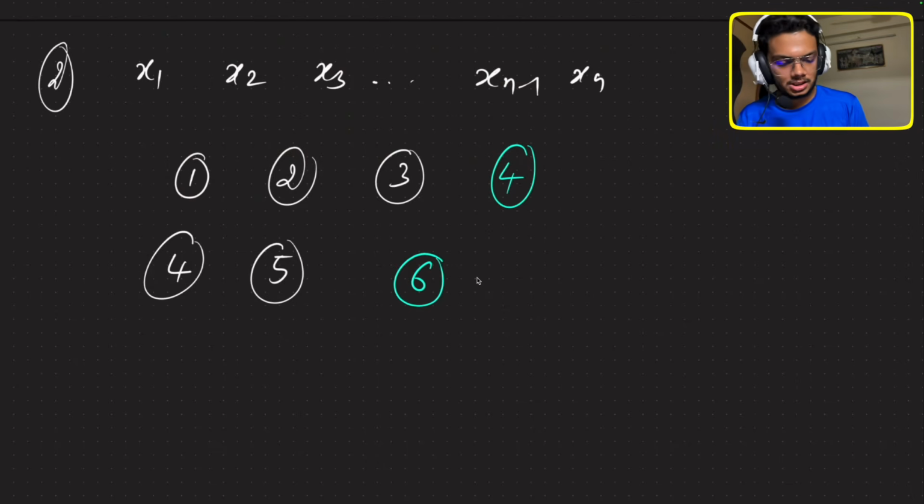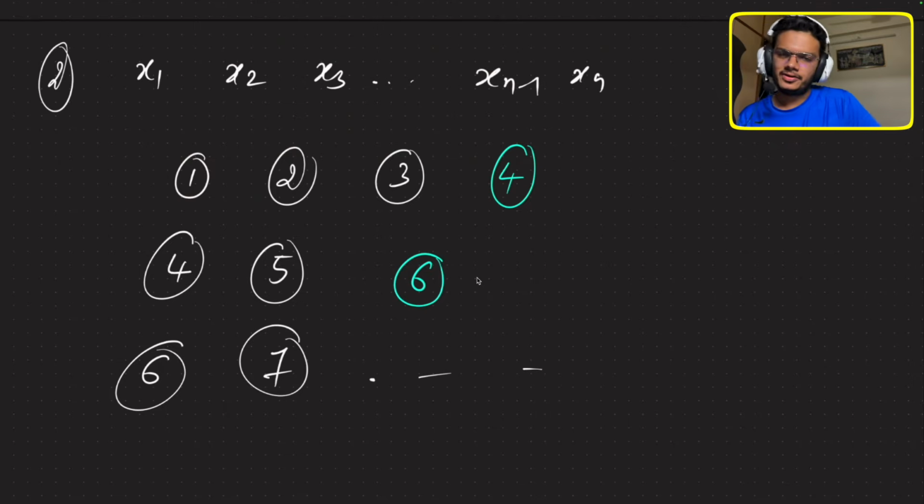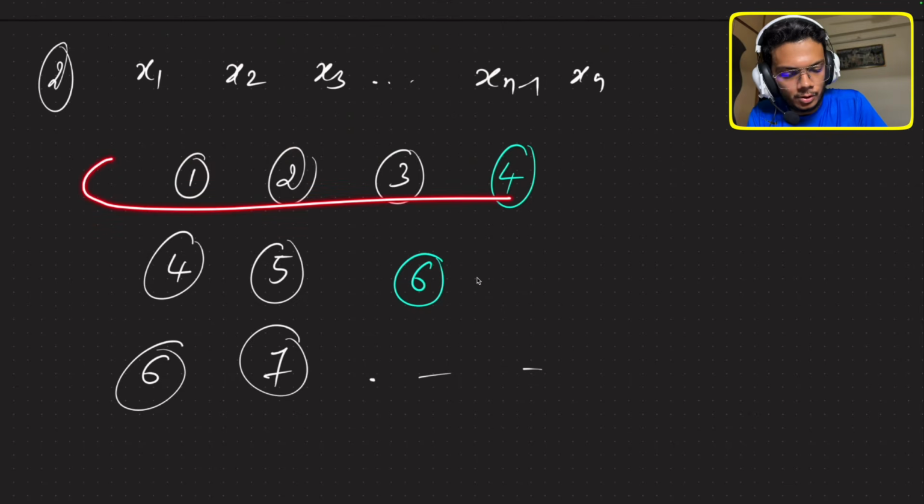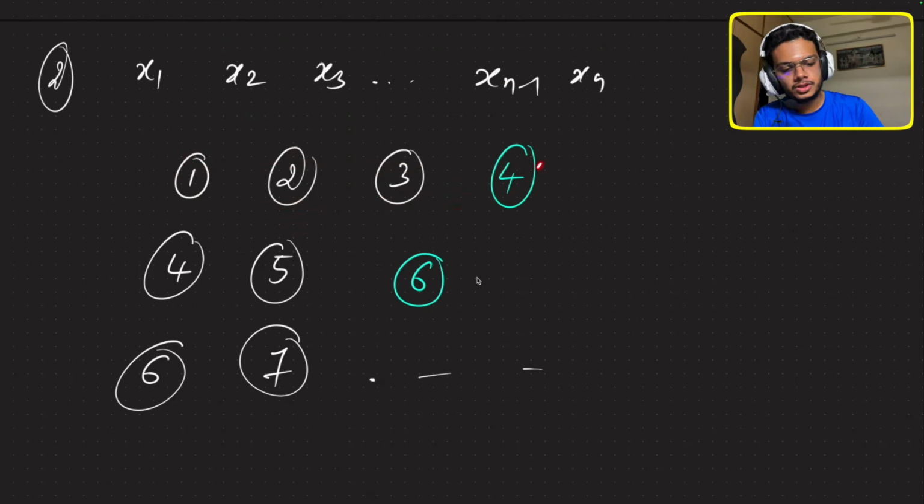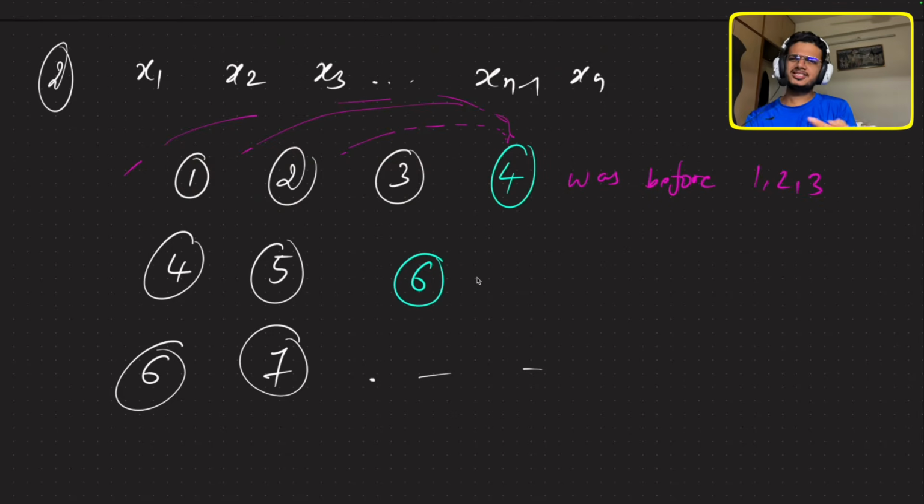So maybe I can start one more round, like 6, 7, and let's say it goes on and we find all the elements. But what is something that you observe here? In the first round, you found 1, 2, 3 in order, but 4 was not found. So it means 4 was either somewhere here, or somewhere here. In a way, it was before 1, 2, and 3. It was present somewhere before 1, 2, 3, right?